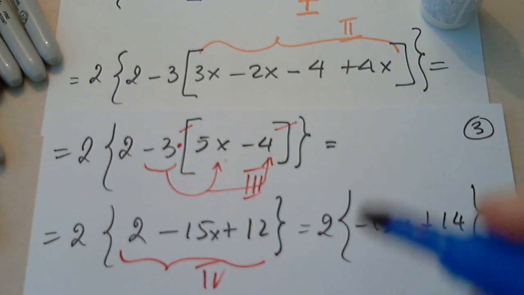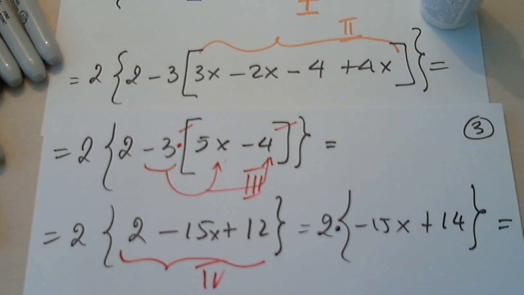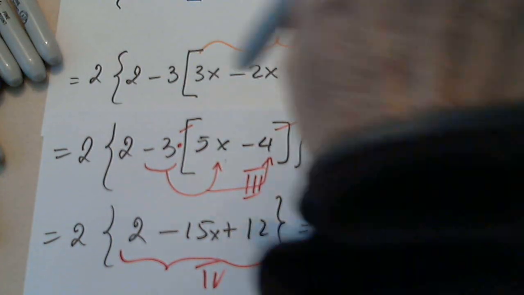What is it? There is an invisible product symbol here. So I have to distribute 2 to these two terms. And the final answer has to be presented in descending order. So then we have, can anyone finish this up for us?